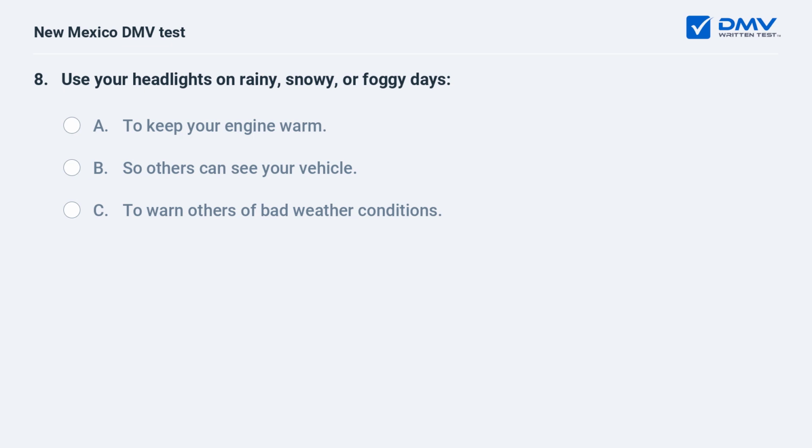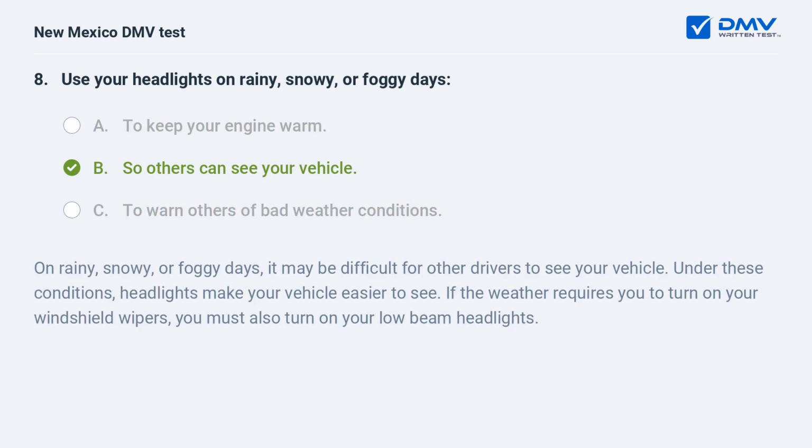Use your headlights on rainy, snowy, or foggy days. A. To keep your engine warm. B. So others can see your vehicle. C. To warn others of bad weather conditions. B. So others can see your vehicle. On rainy, snowy, or foggy days, it may be difficult for other drivers to see your vehicle. Under these conditions, headlights make your vehicle easier to see. If the weather requires you to turn on your windshield wipers, you must also turn on your low-beam headlights.